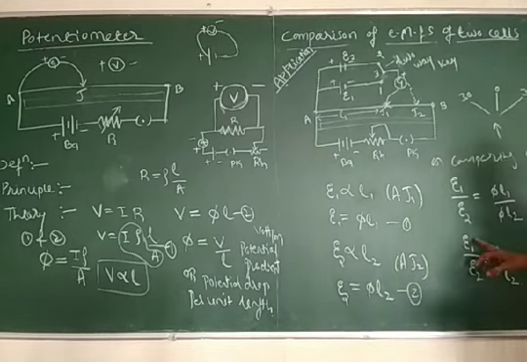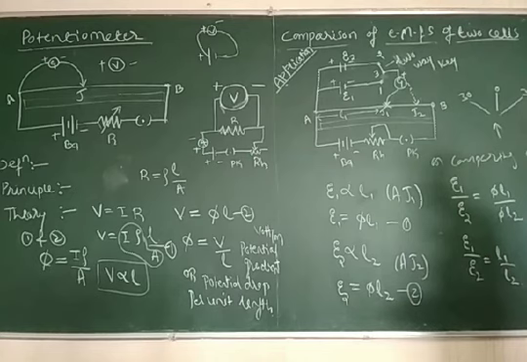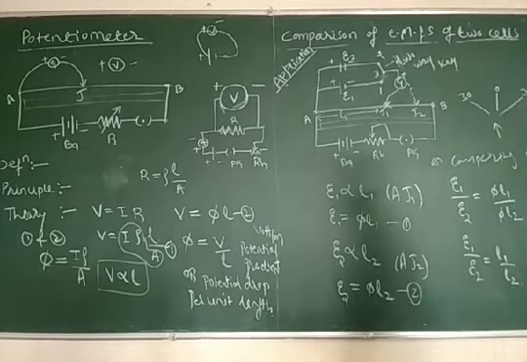But here, while comparing the EMFs of two cells, if one of the EMFs is not known and the EMF of the other cell is known, then we can find the EMF of the unknown cell just by this ratio. If E2 is known here and E1 is unknown, then we can find the E1 value by using this expression. Two more applications are there. We will see in the next session.